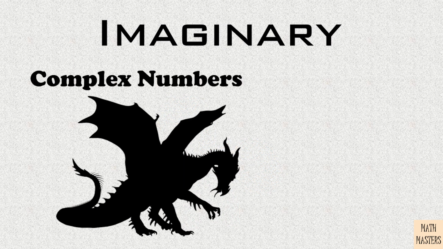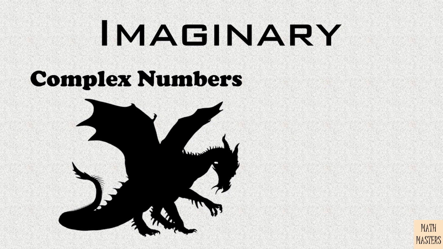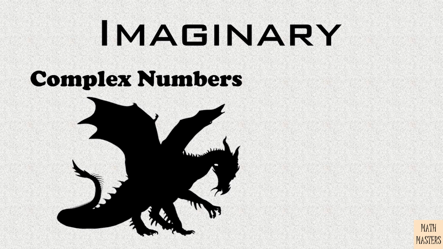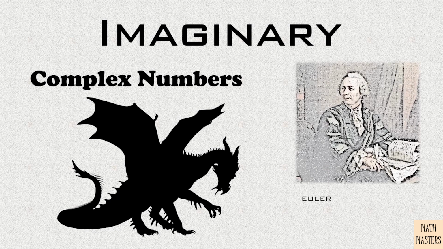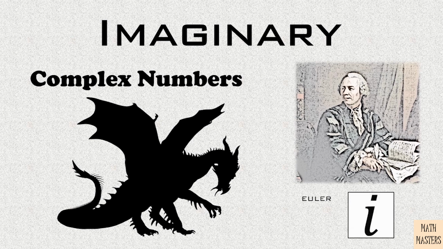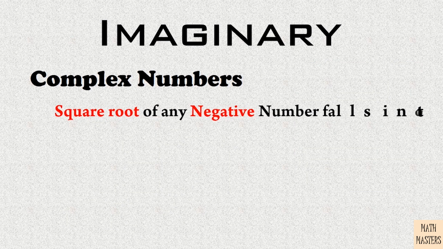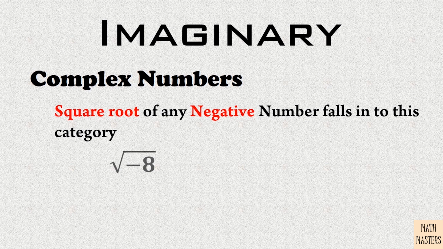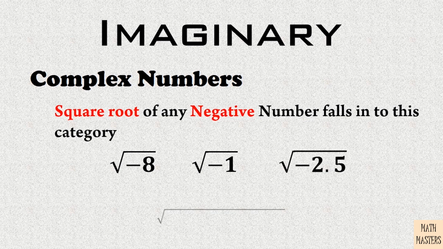These numbers are also known as complex numbers. In the 16th century, a mathematician called Cardan was the first to get involved with this type of numbers. But it was the great mathematician Euler in the 18th century who presented the fundamentals of imaginary numbers to the world. So what is it? Simply, the square root of a negative number is known as an imaginary number, such as the square root of minus 8, the square root of minus 1, or the square root of minus 2.5. Those are a few examples of imaginary numbers.